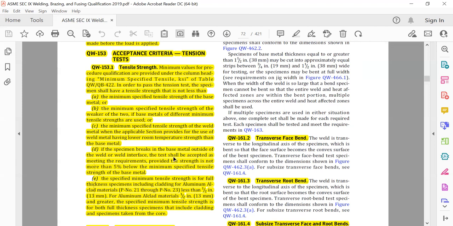If the specimen breaks in the base metal outside the weld or weld interface, the test shall be accepted as meeting the requirement, provided the strength is not more than 5% below the minimum specified tensile strength of the base metal.